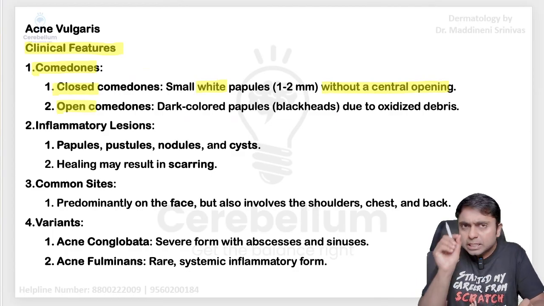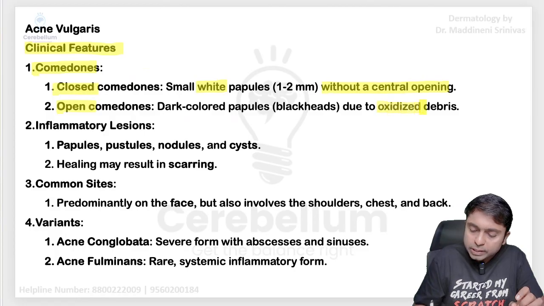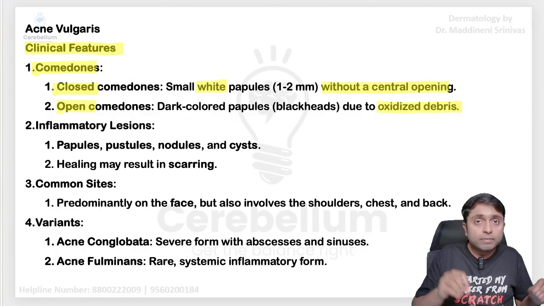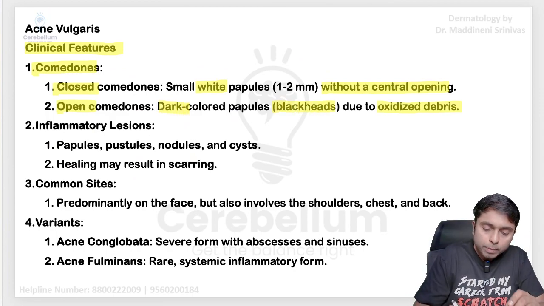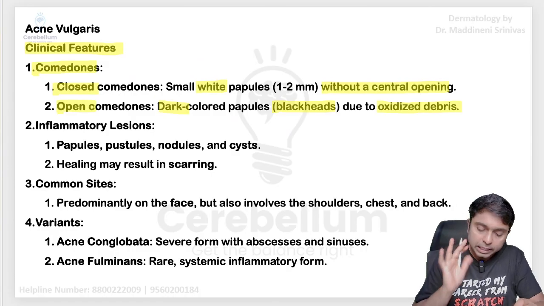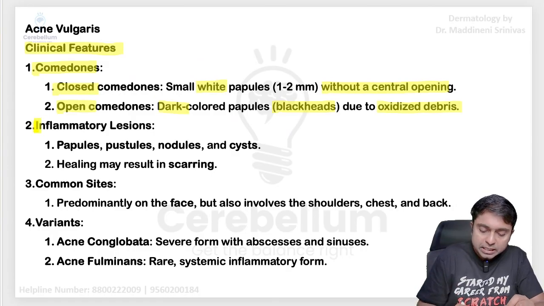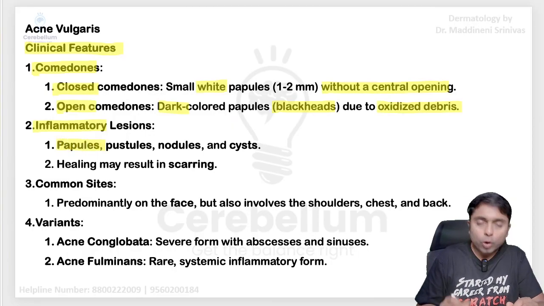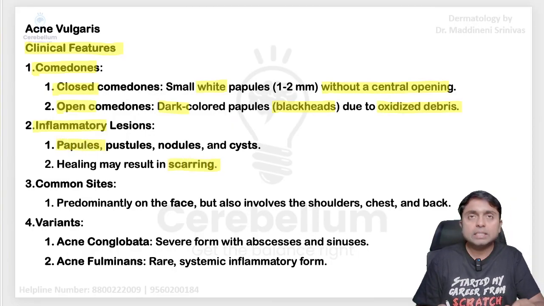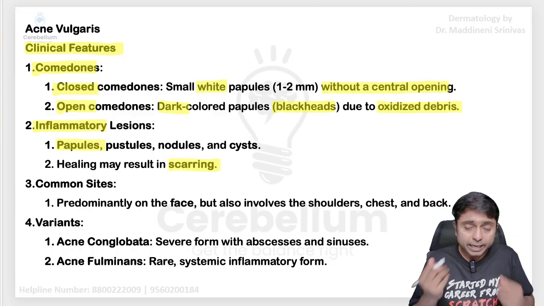In the open comedones, there will be a small opening, because of which the debris, the sebum and keratin, will get oxidized, so that will appear as dark colored papules, which we call a blackhead. So remember, comedones are pathognomonic or hallmark lesions of acne. The next type of lesions are inflammatory lesions, which can range from papules and pustules to nodules. The healing of these lesions is going to ultimately produce scarring.